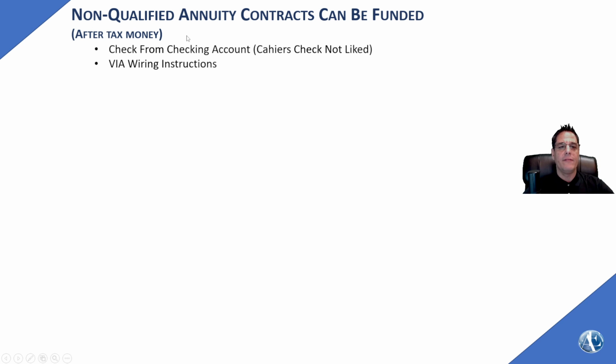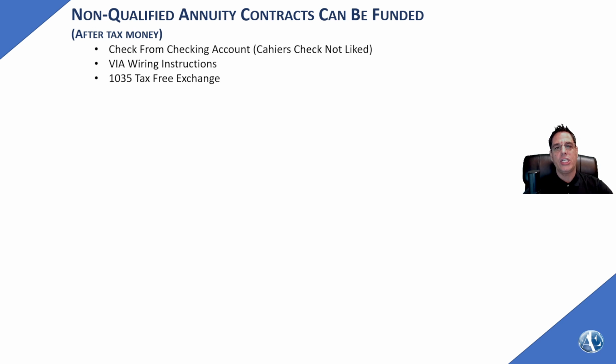Next, we have wiring instructions. You can get wiring instructions from any of these insurance companies, and it'll have direct wire transfer. That's the quickest way. It takes about a day. Sometimes there's a fee from the company wiring the money, but that's a fast way to move money on a non-qualified, so wire transfer.